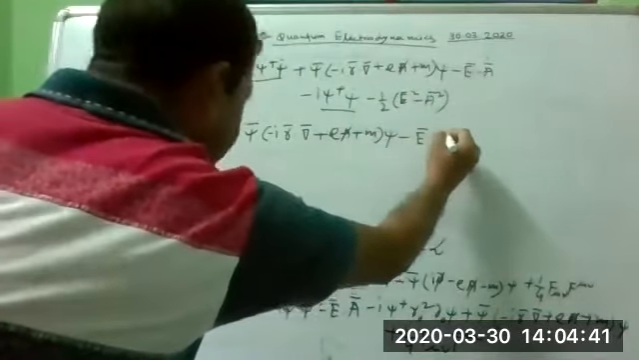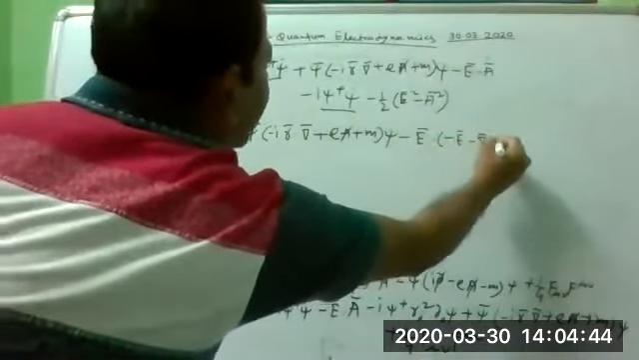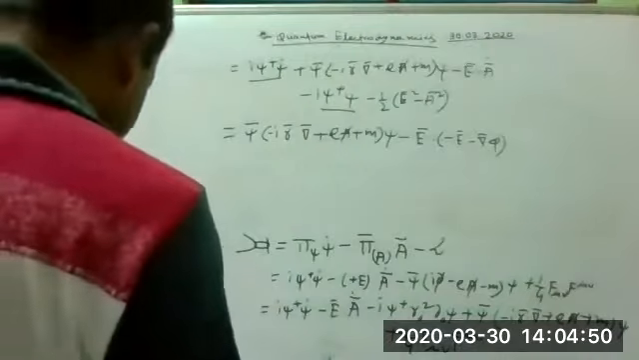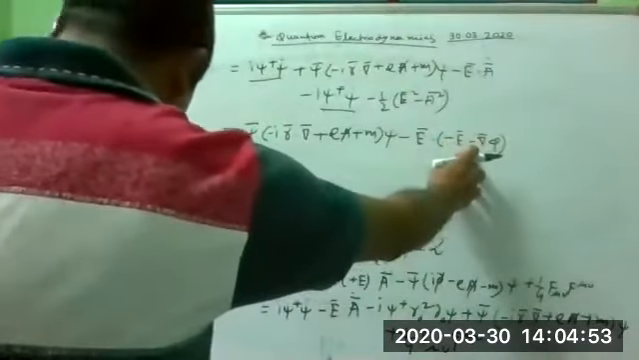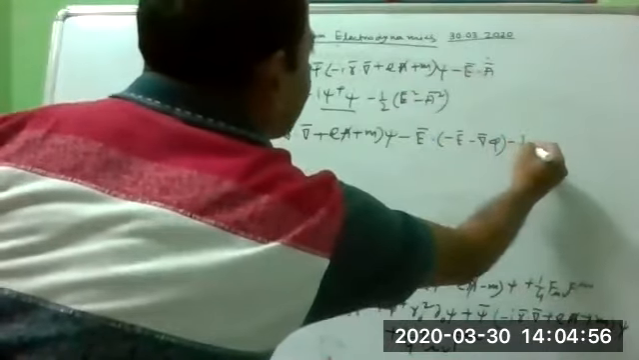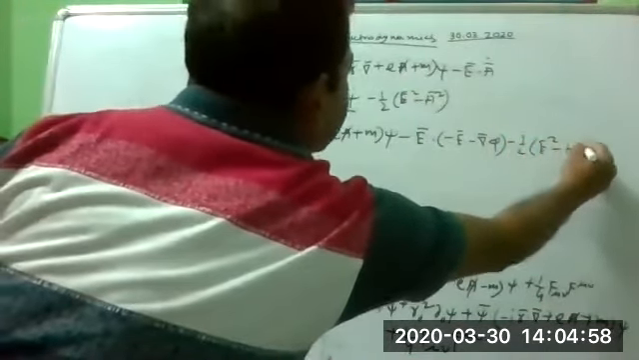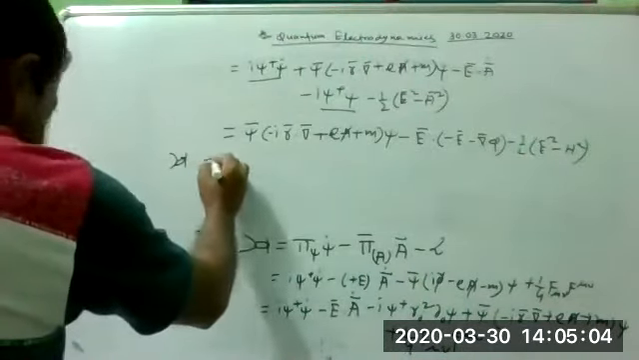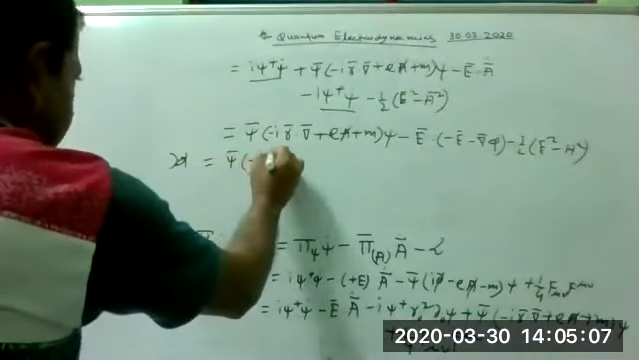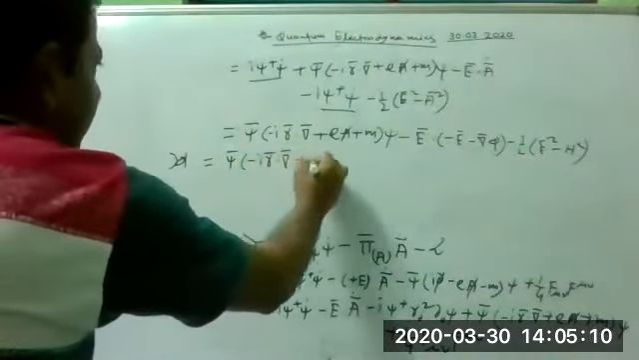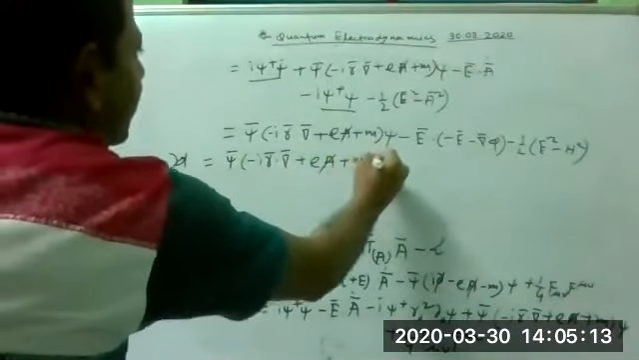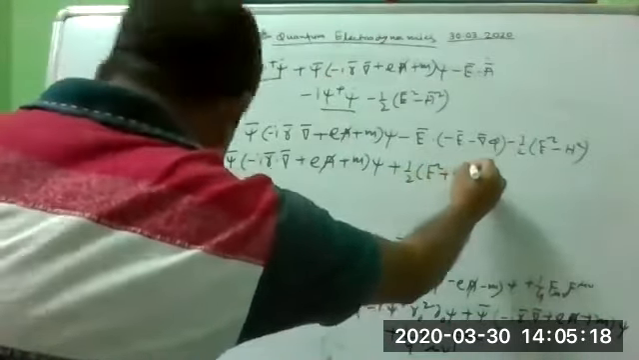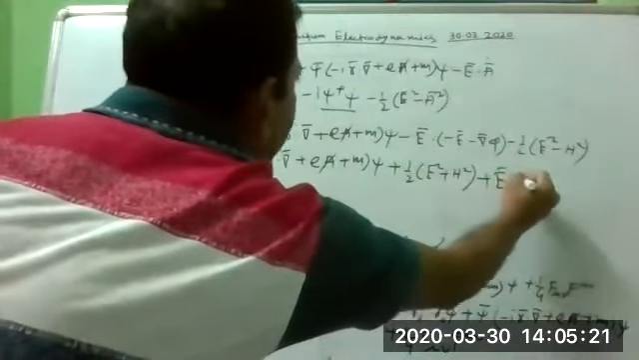minus E dot grad phi, since A dot equals minus E minus grad phi, and minus half of E squared minus H squared. So therefore the Hamiltonian density H is equal to psi bar minus i gamma dot nabla plus e A slash plus m of psi plus half of E squared plus H squared plus E dot grad phi.